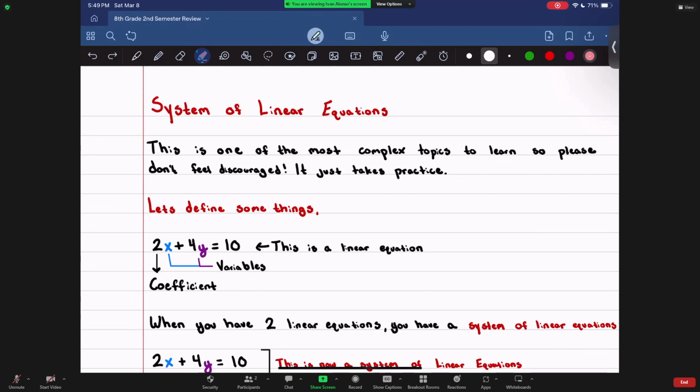And don't forget to do your headings in pen. Don't forget you guys have binder checks on Monday.